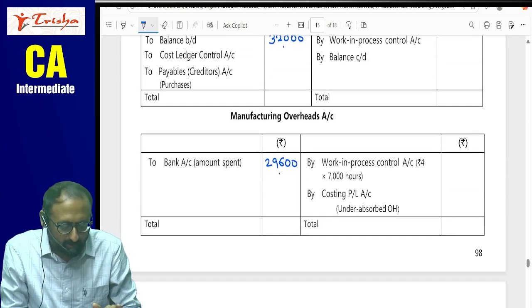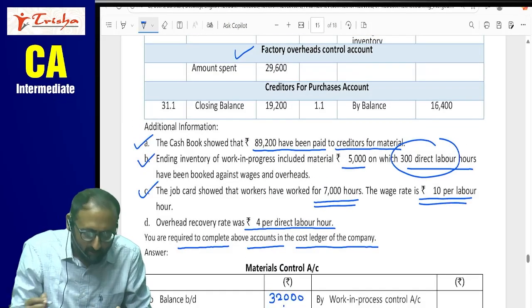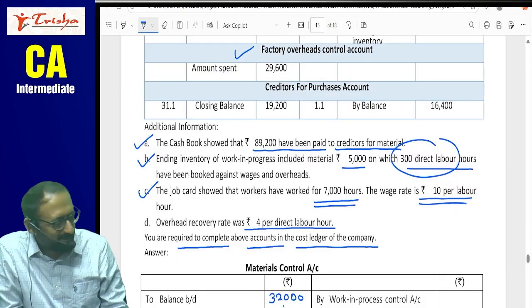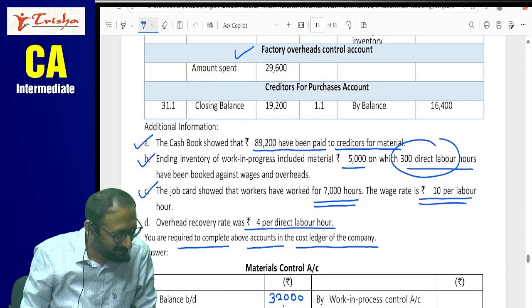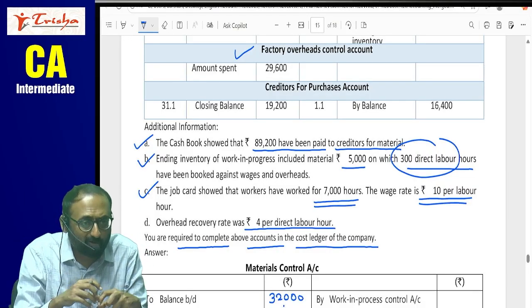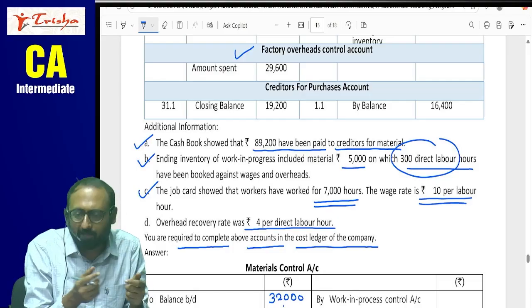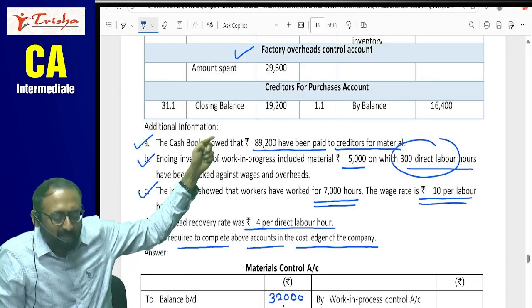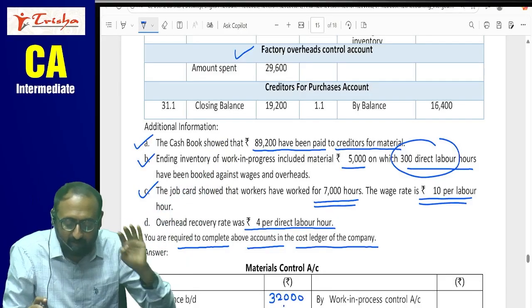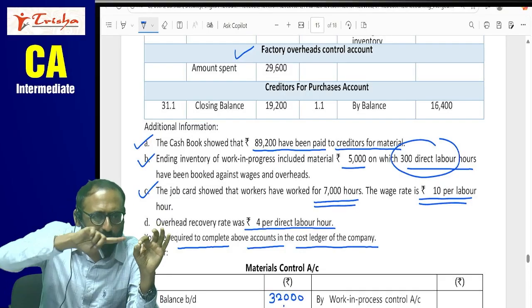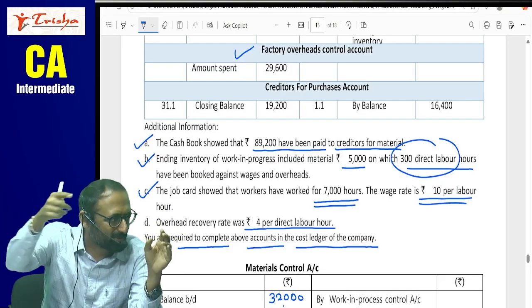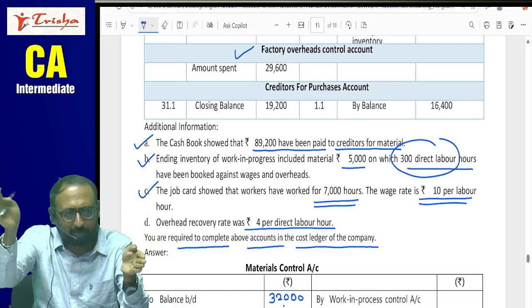Completed. Let's read the next adjustment, sir. Overhead recovery rate. What is the overhead recovery rate? How much is the overhead recovery rate? Fast answer, sir. Overhead recovery rate 4 per labor hour. How many labor hours are worked in this question? Immediately before that, in adjustment C, it is given 7,000 hours worked. Factory overhead will be absorbed into the WIP. So in factory overhead credit side, WIP debit side.